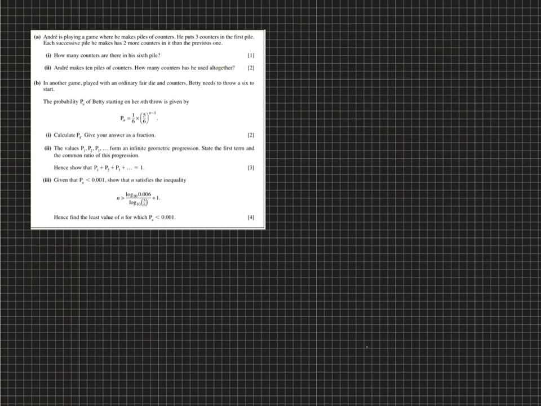Part B. In another game, played with an ordinary fair die and counters, Betty needs to throw a 6 to start. The probability, Pn, of Betty starting on her nth throw is given by this result here. Calculate P4. So that's 1/6 multiplied by 5/6 to the power of 3. And we need to give our answer as a fraction. So this is 125 over 1,296.